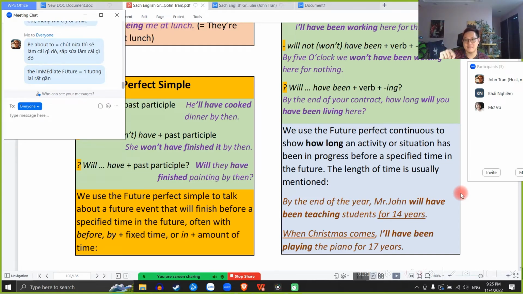Bây giờ 15 năm rồi, Christmas sửa lại. Now it's 15 years already. Yeah, 15 years. Okay, when Christmas comes, when Christmas comes, I'll have been playing the piano for 17 years. Thực sự là bây giờ là 18 năm rồi. Okay, now it's 18 years already.